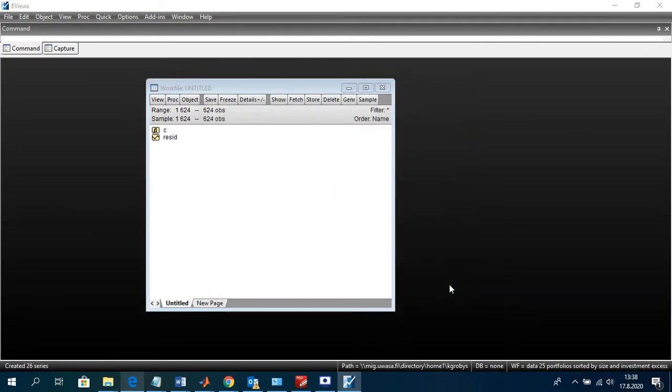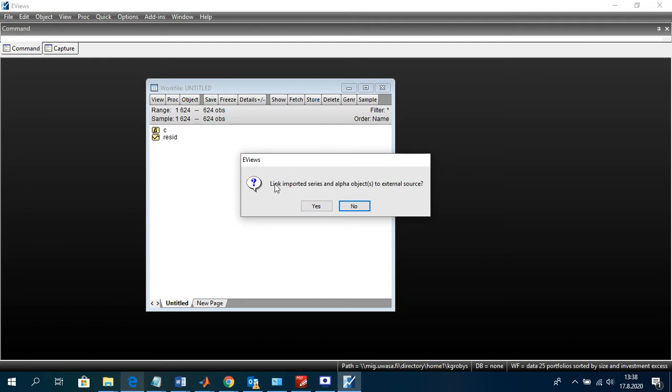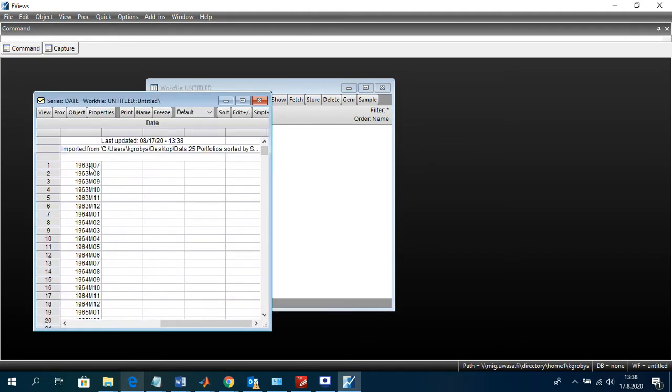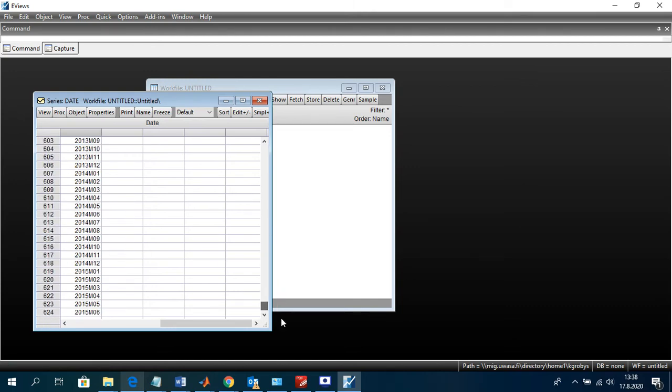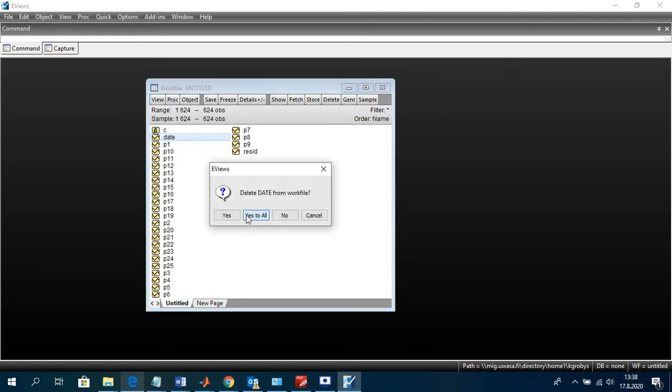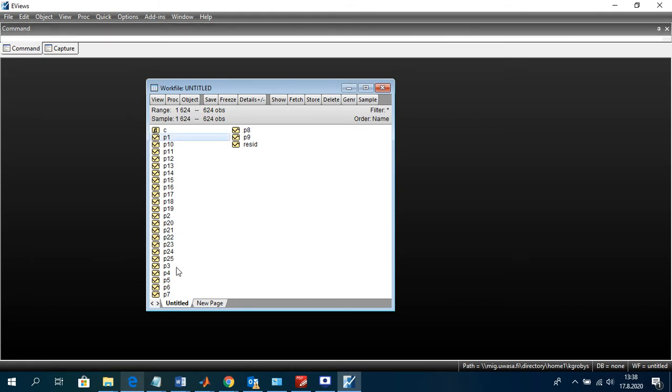Just push the finish button, and here a wizard opens, asking us to link imported series and other objects to an external source. We don't need that. Push no, and voila, we are ready. We have uploaded our test assets into the system. Here in date, if we double click date, it just gives us the vector of time series observations, so basically the months that we have in our sample, starting in July 63 until June 2015. We can delete this vector because we don't need it. Delete it. Yes. So now we are left with our 25 portfolios.